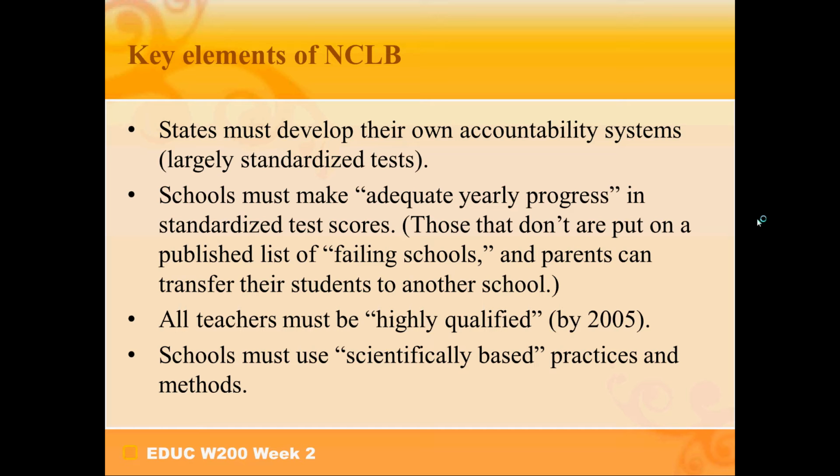Schools have to make adequate yearly progress, AYP, in standardized test scores. They have to continuously get better. Those that do not are put on a published list of failing schools, and parents can transfer their students to another school. This was happening in the Indianapolis Public Schools, IPS, where students were starting to transfer out of schools on the failing list to other IPS schools. Less money was going to that school, which would lead into a perpetual failure cycle.